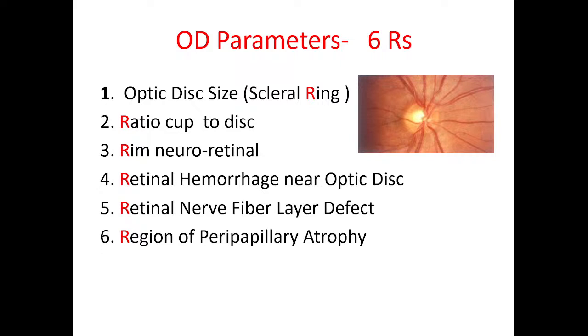So these are the 6 signs which we are going to see at the disc, and for all these signs we need a magnified view with good stereopsis and good illumination to see all these changes. Okay, so remember these 6 R's which are seen in glaucoma in the disc and peripapillary area, which are typical of glaucoma. Okay, so we'll take one by one.